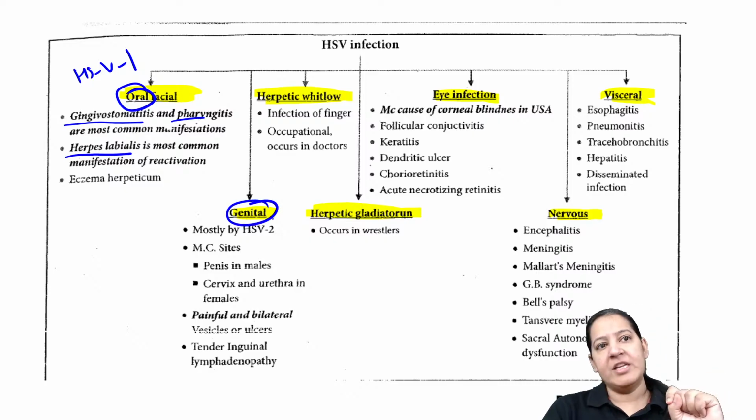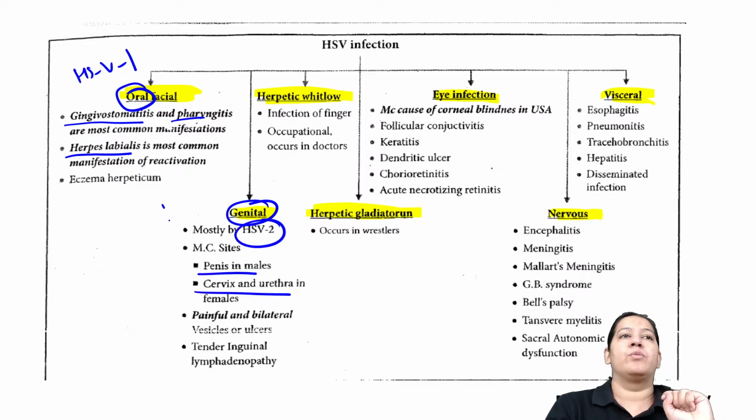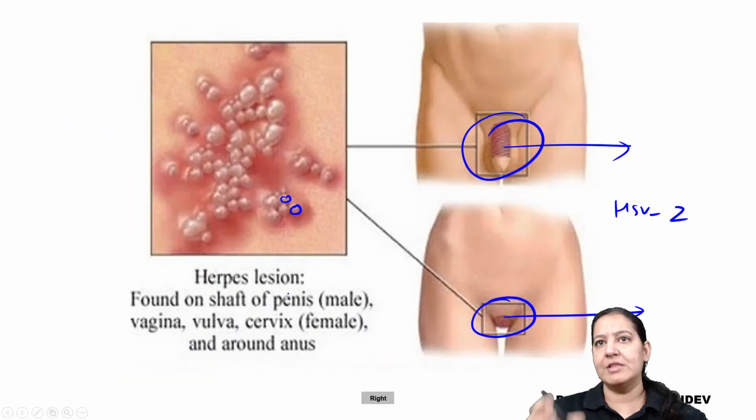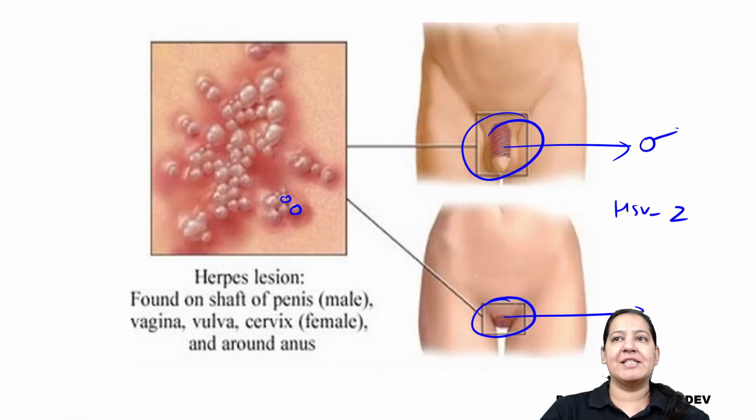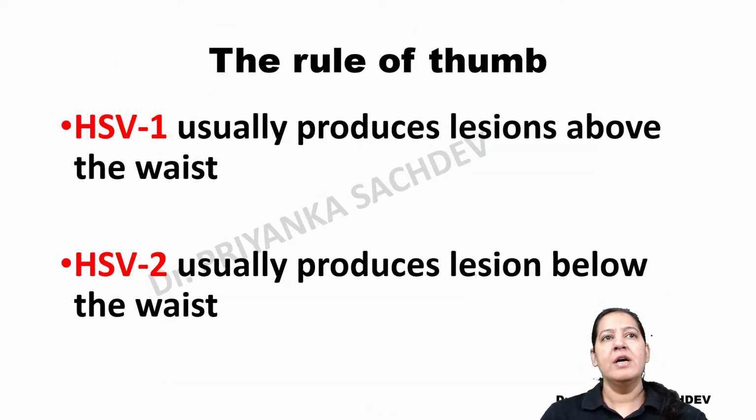Second is genital. It is formed at the penis in the male and cervix and urethra in the female. So it is caused by HSV2. These are painful. These are bilateral. I have shown you the diagram also, I guess. So you can see in males it is the penis and in females it is the urethra, cervix, vagina, right? So that is the thing.